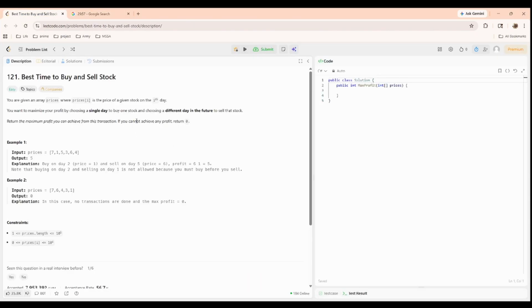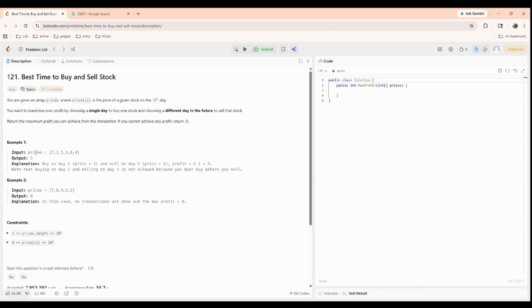Best time to buy and sell stock. You are given an array prices where prices[i] is the price of a given stock on the ith day. You want to maximize your profit by choosing a single day to buy one stock and choosing a different day in the future to sell that stock. Return the maximum profit you can achieve from this transaction. If you cannot achieve any profit, return 0.